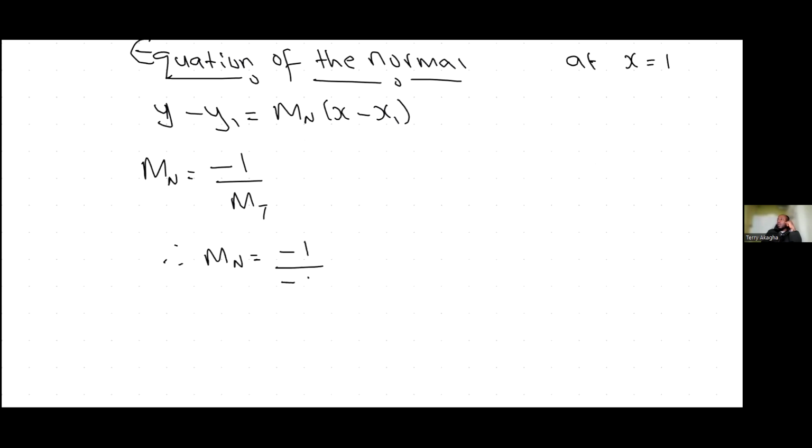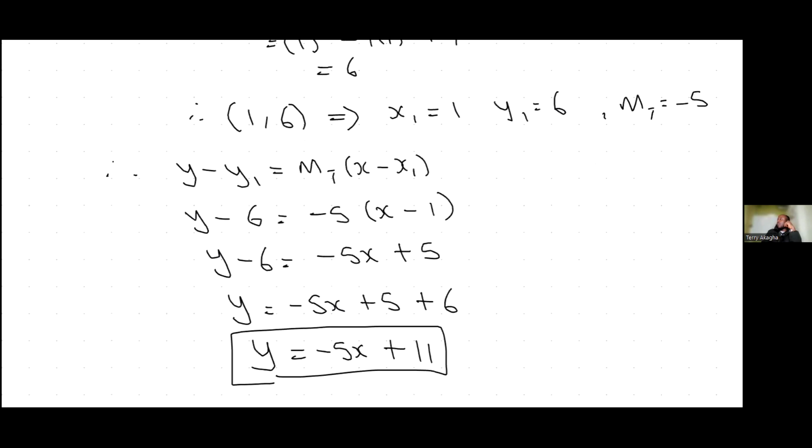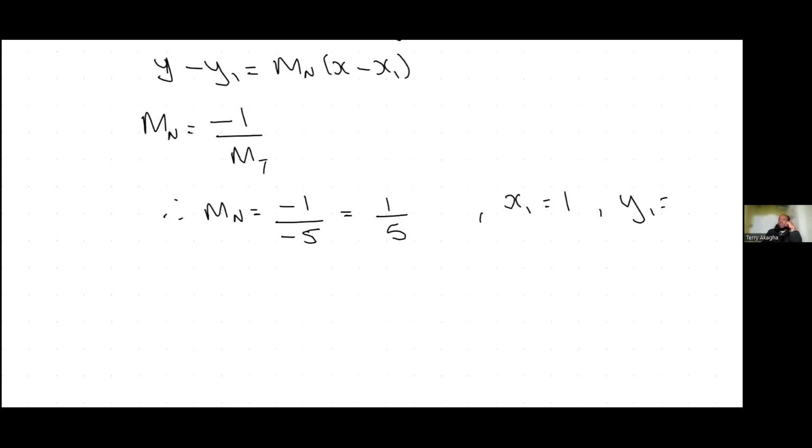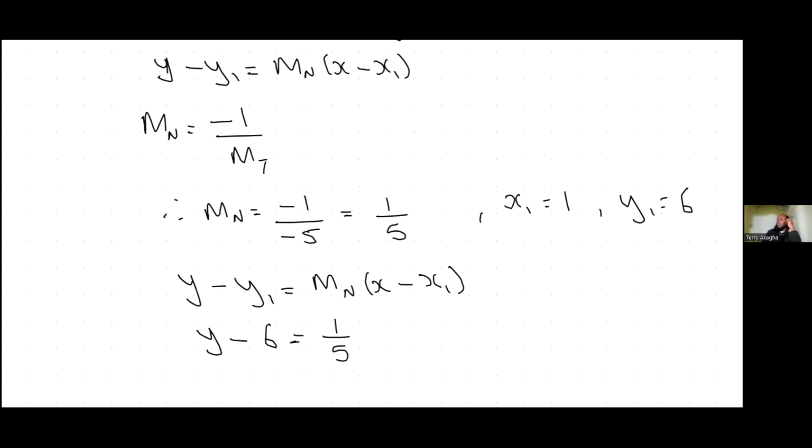And that will give us 1 over 5. Are you seeing it? But the x1 still remains the same. The x1 was 1. And the y1 was 6. The y1 still remains the same. So we then use the formula, y minus y1 is equal to Mn times x minus x1. So it's going to be y minus 6 is equal to Mn, 1 over 5, times x minus x1, which is 1.